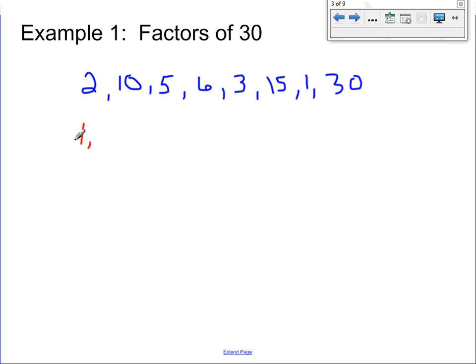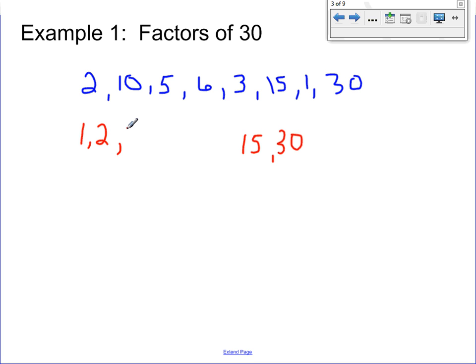So 1, I know that 1 times 30 gives me 30. So I'm going to come over here a little ways, put some space in between, and put a 30. I'm going to think about 2. I know that 2 can work because 2 times 15 is 30, so I'm going to put 15 over here. And I just work my way into the middle.